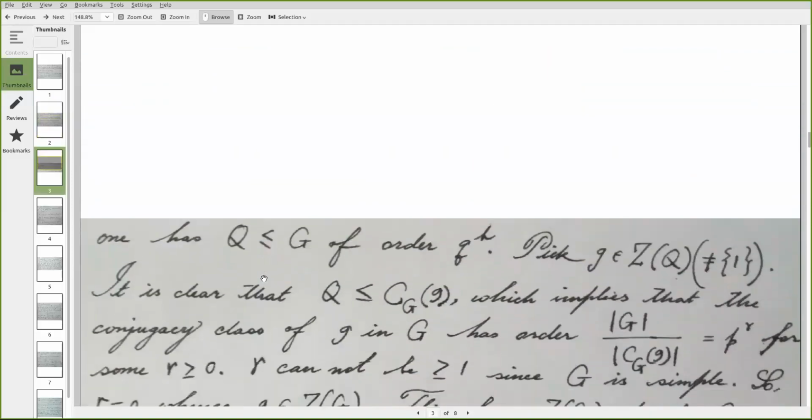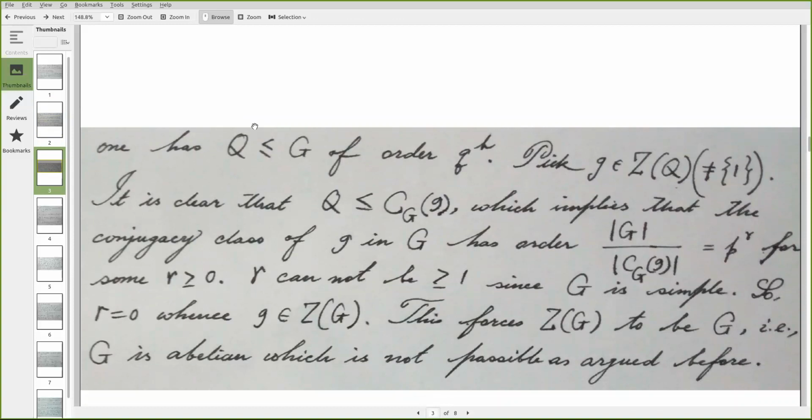Now you apply Sylow's theorem. That gives you a subgroup Q of order q to the power b, where again, since b is positive, Q has non-trivial center. So we pick a non-identity element g from the center. Remember, non-identity will be required later, which I forgot to mention, but you should mention that. Since g is in the center of Q, every element of Q commutes with g. Thus the centralizer contains Q. That shows that the order of the conjugacy class is some p to the power r.